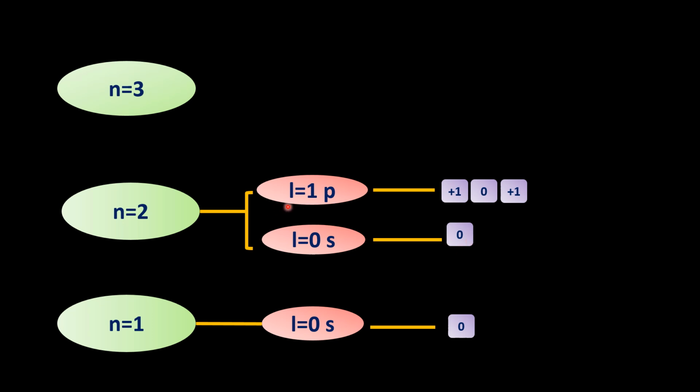But when L is equal to 1, and that is for the p orbital, the magnetic quantum number has three possible values, that is plus 1, 0 and minus 1. That is, it represents the specific orbitals, px, py and pz orientations of the p orbital.